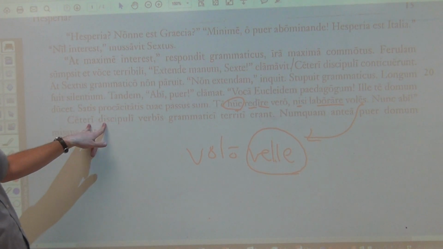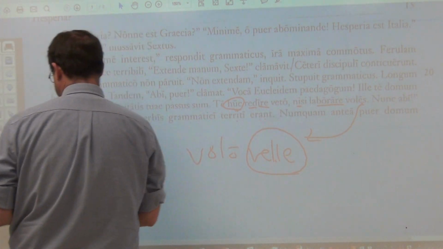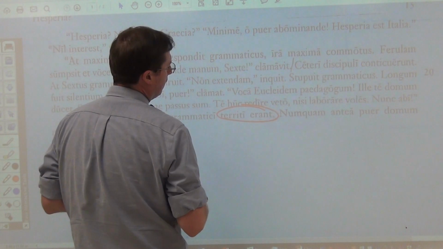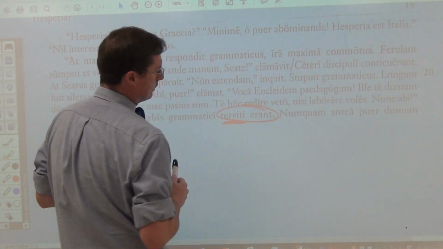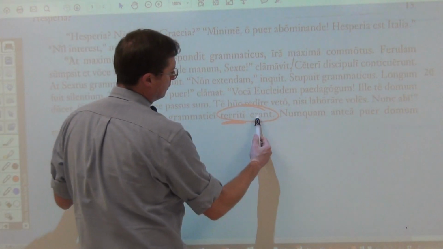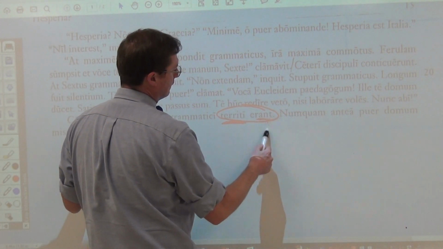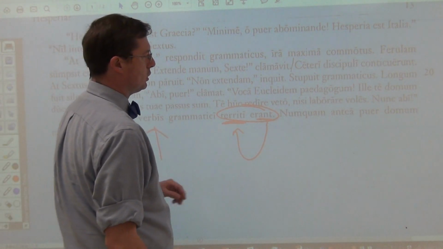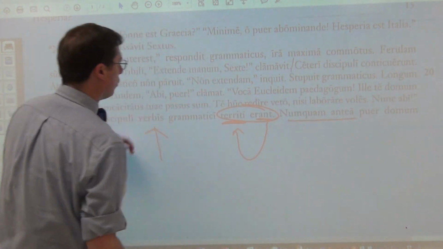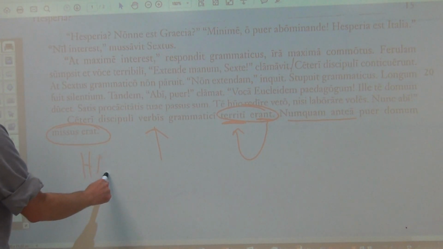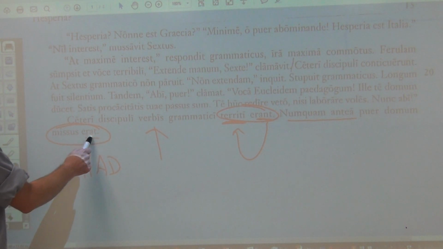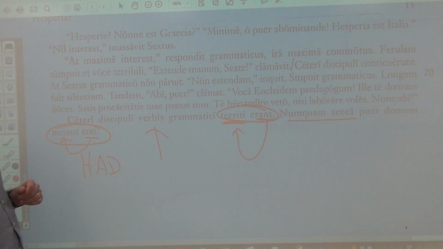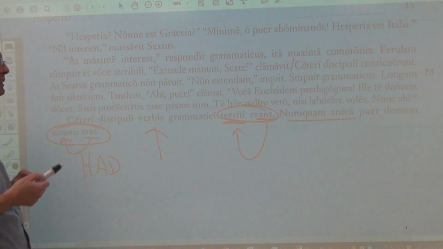Ceteri discipuli, the remaining students were terrified. Now please note that territi erant is not a periphrastic. It is merely that this is a regular old adjective. It is not necessarily the fourth principal part, and so therefore I'm treating it as merely the imperfect of the verb to be, erant. They were terrified by the ablative words of the teacher. Numquam antea, never before had. Of course, whenever you pair an imperfect with a perfect passive participle, creating a pluperfect passive verb, the translation in English is had. Never before had a boy been sent home.